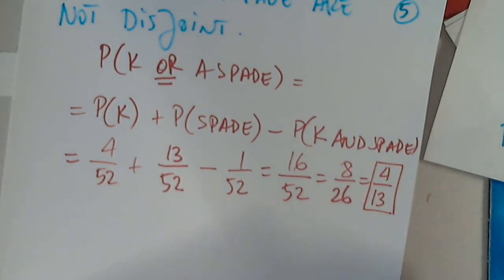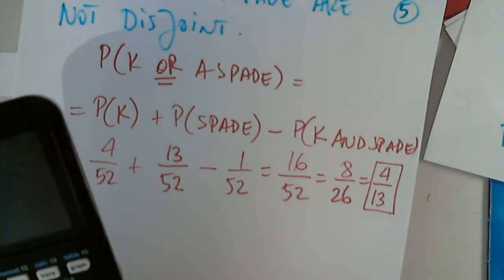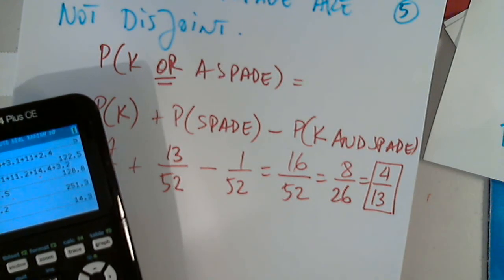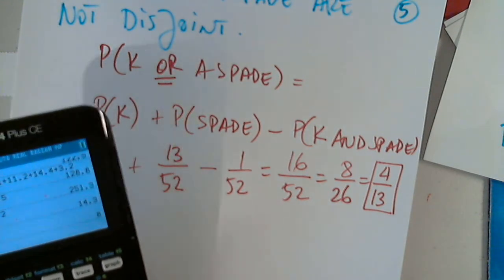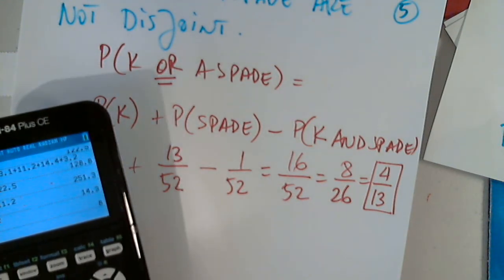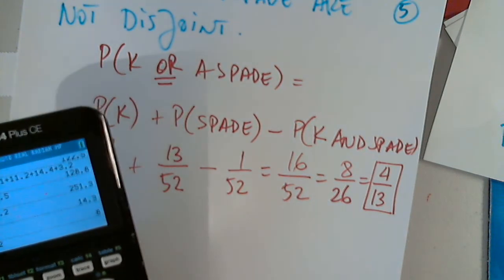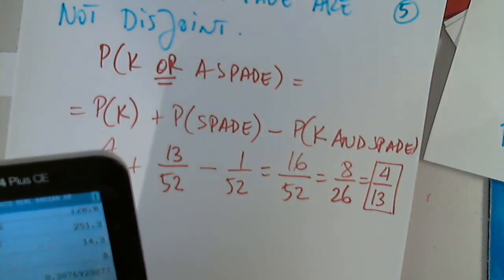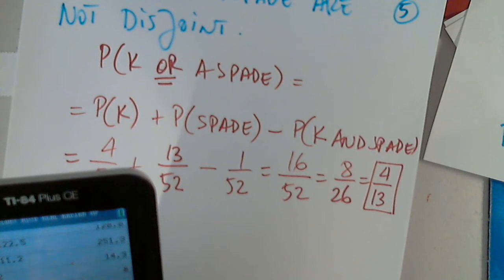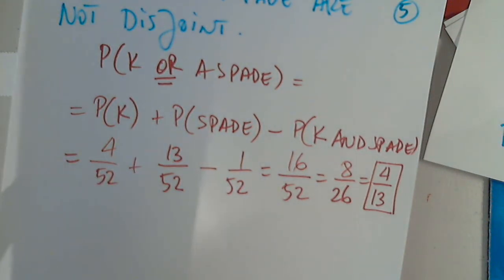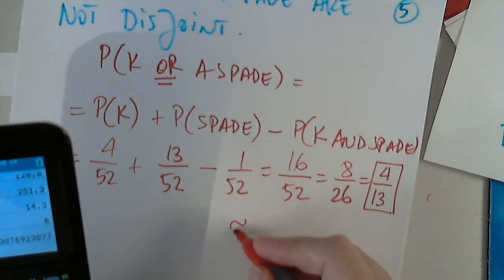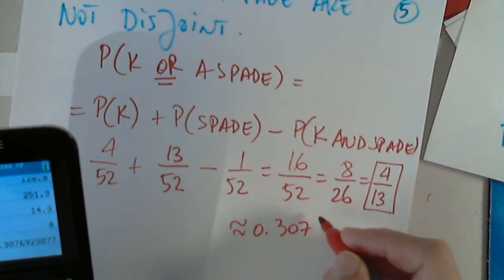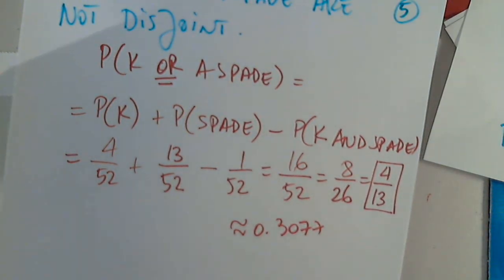Yes, you can put it in the calculator and determine an approximation. Where's my calculator? Here. So 16 divided by 52, and you get 30.76%, or you can write 0.3077.